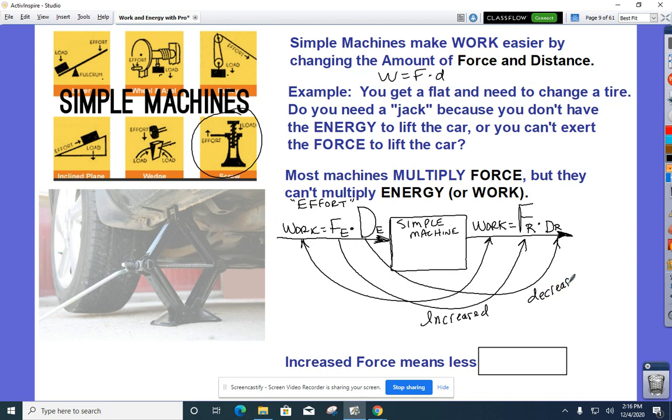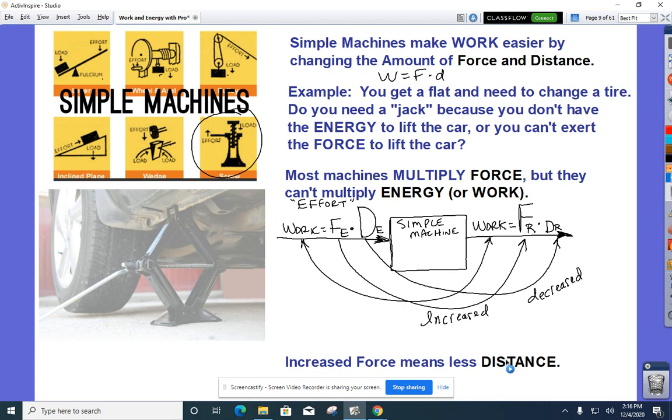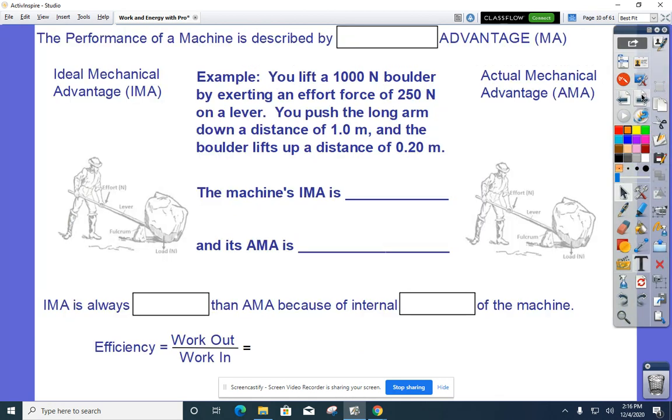Again, I cannot increase the amount of work that I do, but I can change that amount of force. That just comes at the expense of a smaller distance. Okay, and so the basic idea of a simple machine allows us to do work more easily.